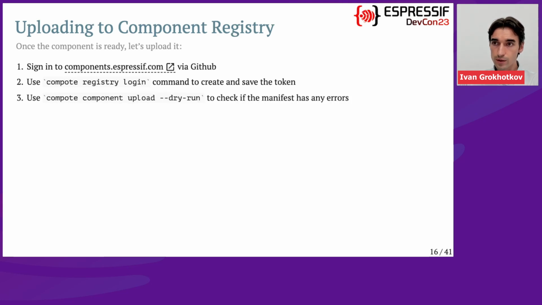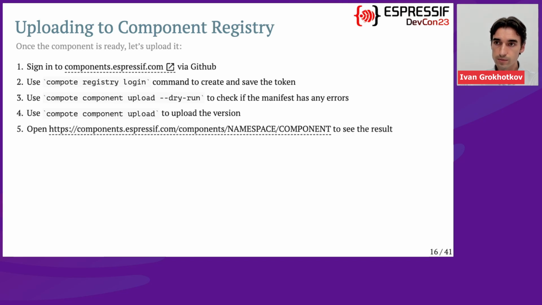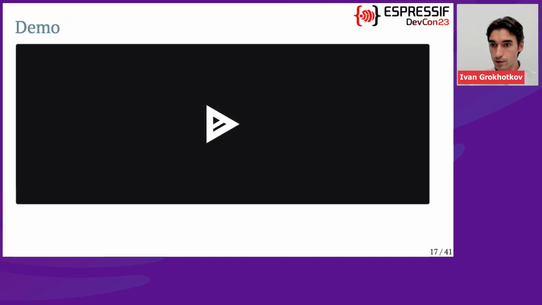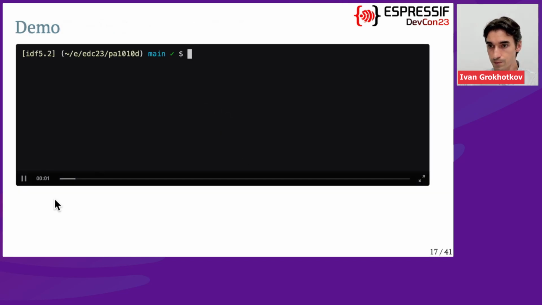Then we can use compote component upload with the dry run flag to try to perform the upload without actually creating the version in the registry. So this is just a validation step. And then we're going to use compote component upload to actually create the version. Once the component is uploaded, we can go to the component registry and see the result. Let's take a look at how this works.